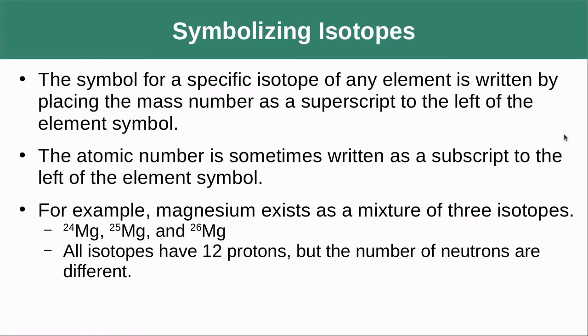So the symbol for a specific isotope of an element is written by placing the mass number as the superscript to the left of the elemental symbol. And I'm going to show you some examples of that. Down here we have magnesium. We have magnesium 24, magnesium 25. That's going to have one more neutron than magnesium 24. Magnesium 26, it's going to have 2 more neutrons than magnesium 24 and 1 more neutron than magnesium 25. But all of these are all going to have the same 12 protons.